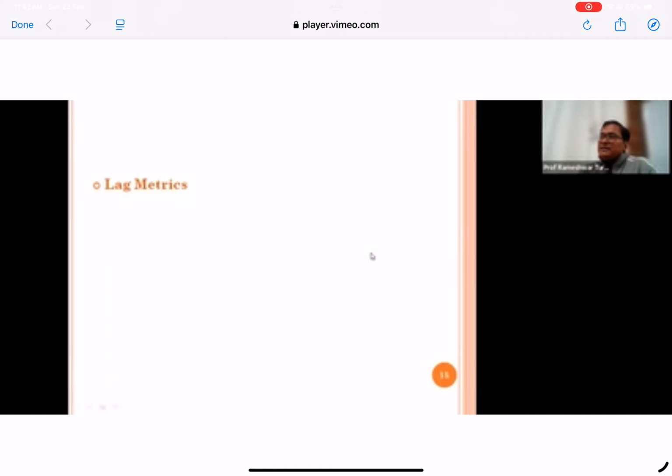Then there are lag measures also. Lag metrics, also known as lagging indicators, measure the outcomes of past performance.